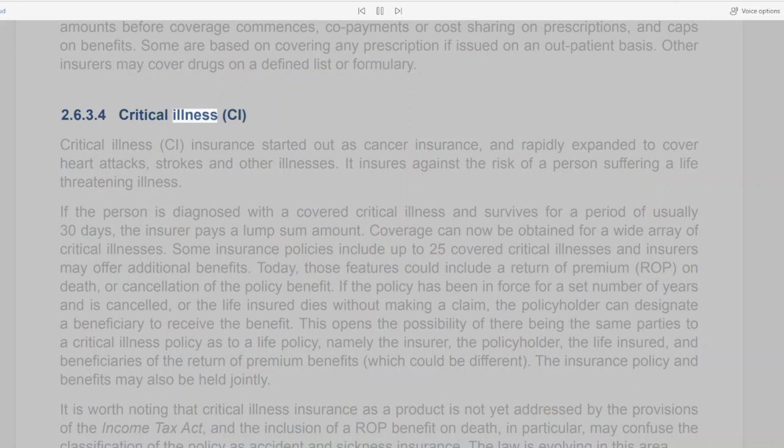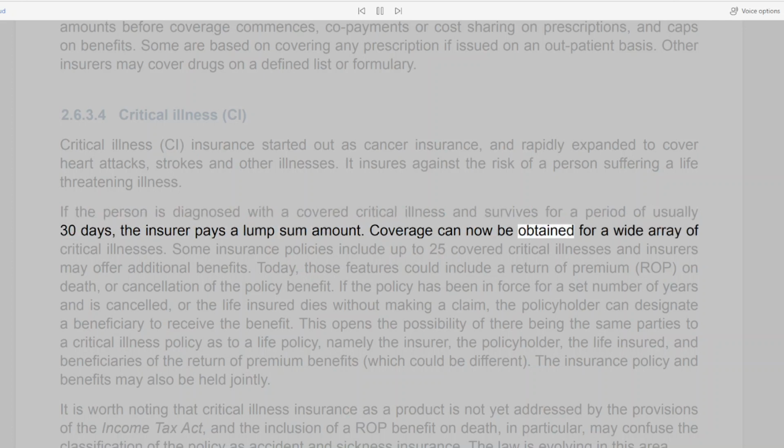2.6.3.4 Critical illness, CI. Critical illness, CI, insurance started out as cancer insurance and rapidly expanded to cover heart attacks, strokes, and other illnesses. It insures against the risk of a person suffering a life-threatening illness. If the person is diagnosed with a covered critical illness and survives for a period of usually 30 days, the insurer pays a lump sum amount.